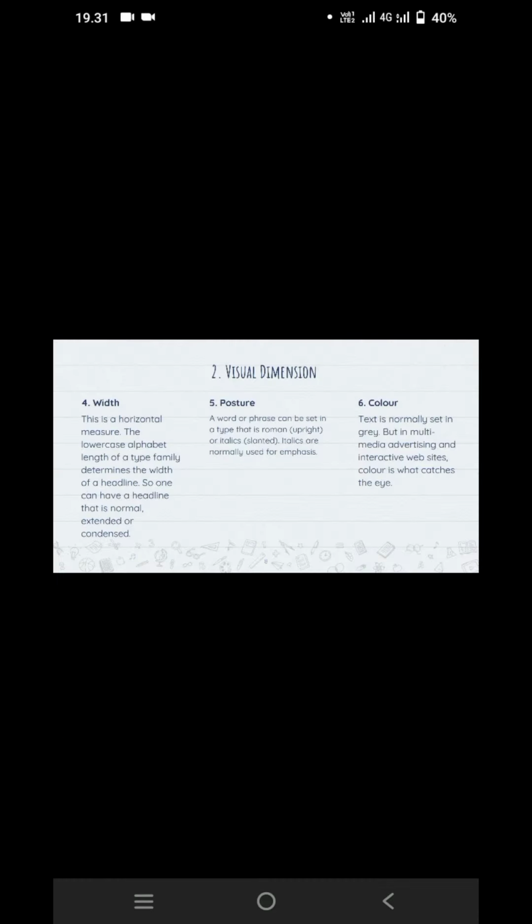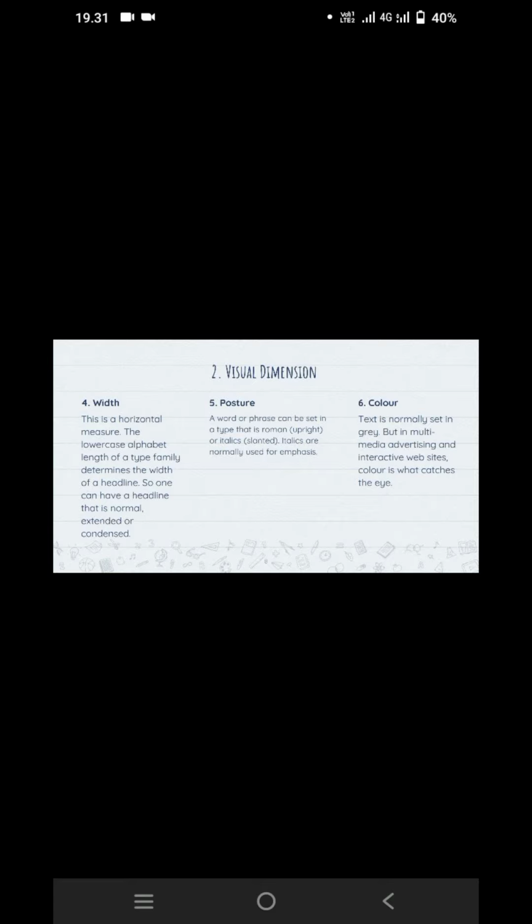And the fourth is width. This is a horizontal measure. The lowercase alphabet length of a type family determines the width of a headline, so one can have a headline that is normal, extended, or condensed. And the fifth is face. A word of praise can be said in a type that is Roman or italic. Italic is normally used for emphasis.